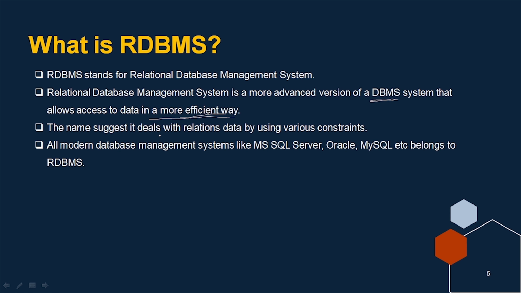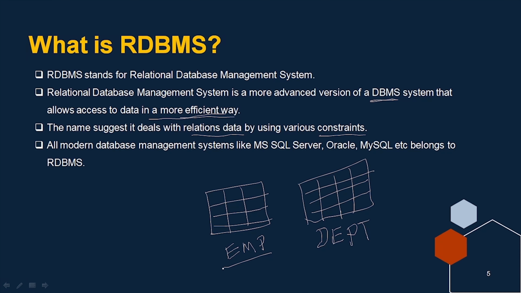As the name suggests, it deals with relational data by using various constraints. Constraints we will discuss in our next chapter. This line is telling us it is dealing with relational data. For example, I have drawn two tables on my screen: one is the employee table and another is the department table. The department table contains department ID, department name, location and department city name. Here ID is the unique property on this department table.